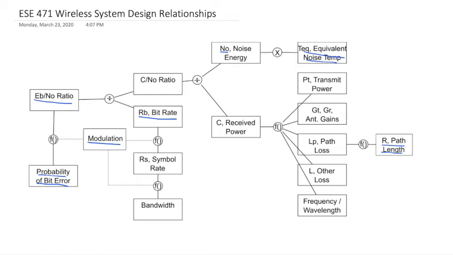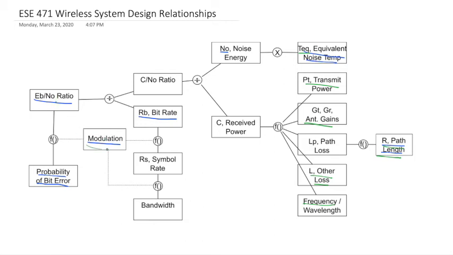Okay, the other direction is the way that we can go too. We can have our transmitter and receiver parameters given, like the equivalent noise temperature and the path length. We can be given these in addition to the transmit power, the antenna gains, the frequency and wavelength, and any other losses in our system. And we can work our way through the path loss model to get the received power. We can then compute the C over N0 ratio. If we know the bit rate that we're shooting for, we can compute the Eb over N0 ratio.